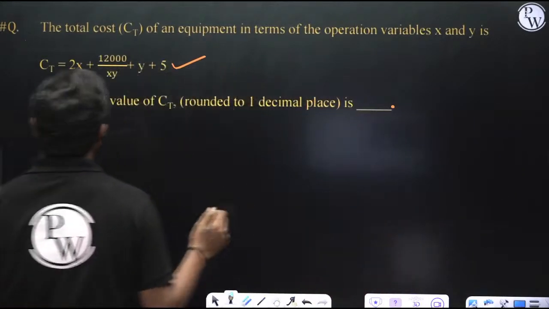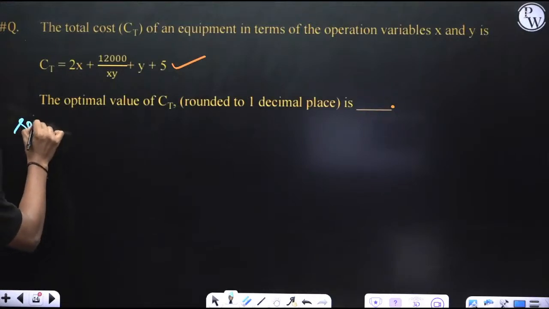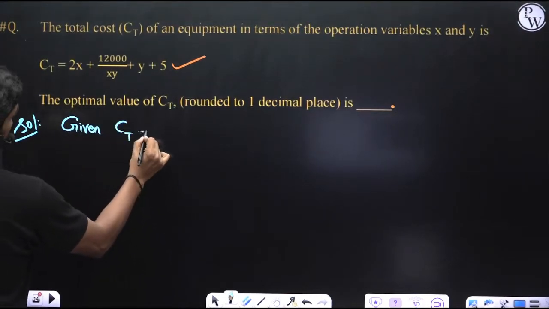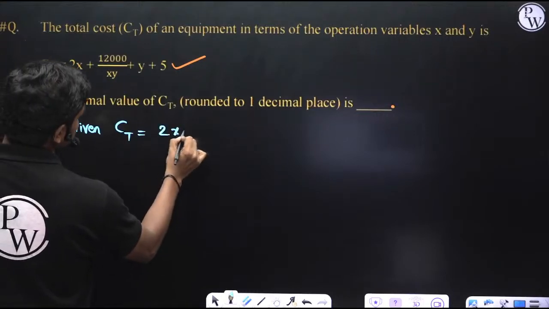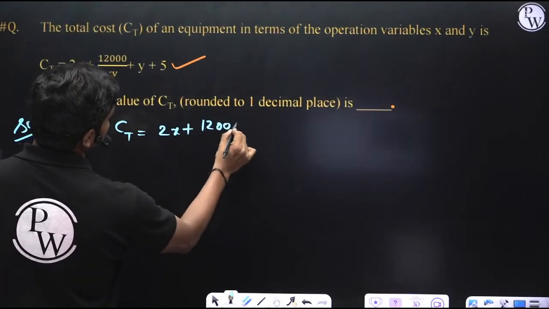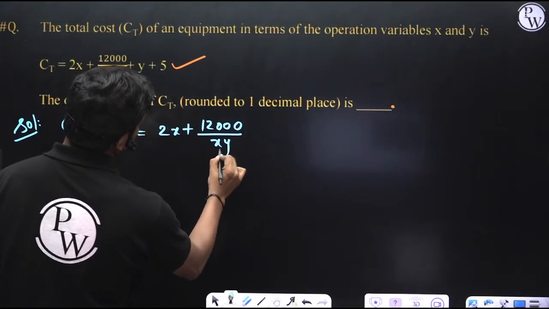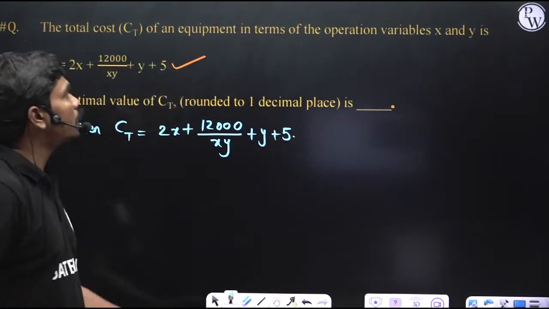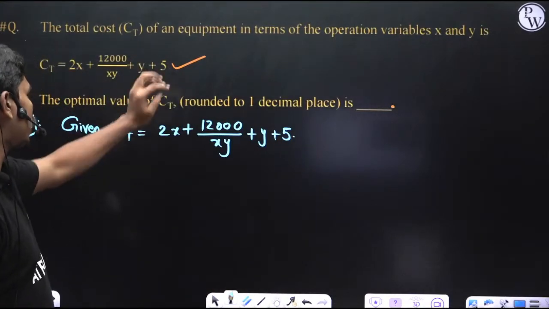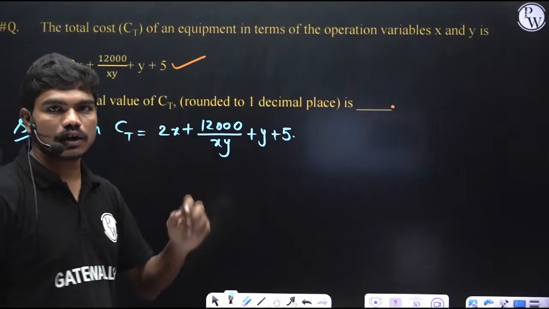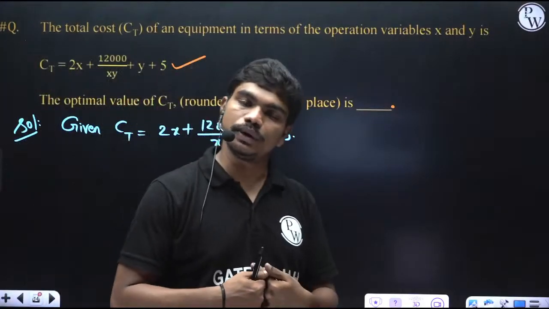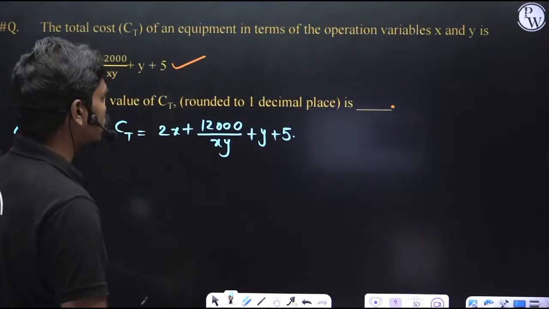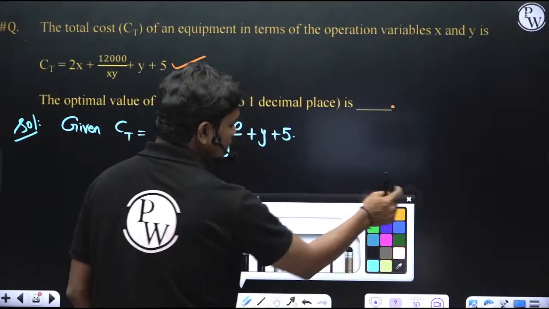Let's see how to solve this question. Solution: given CT is equal to 2x plus 12,000 by xy plus y plus 5. You want the optimal value of CT, the total cost of equipment operation. If you want to buy some equipment you will do it at minimum cost, and if you want to sell it, you will sell it at maximum cost. So let's see what the optimal cost is. The cost means you're actually buying it.